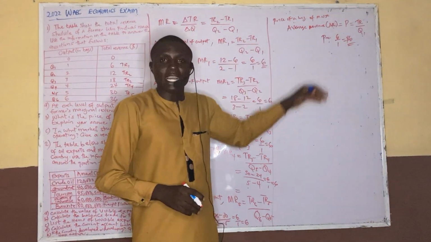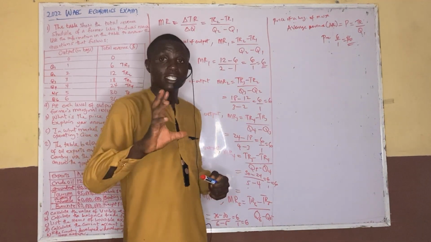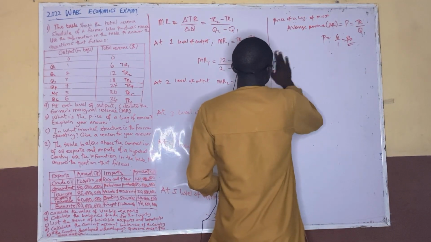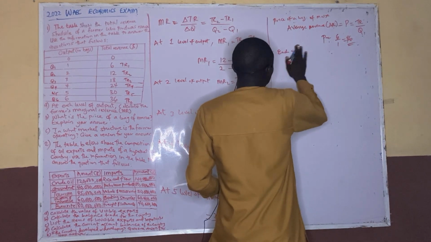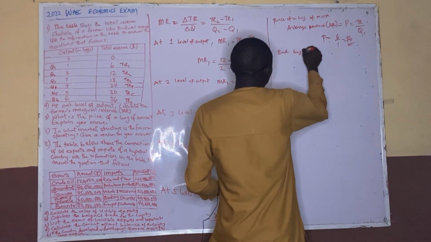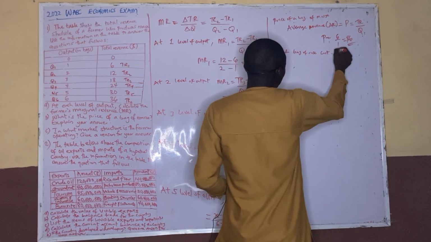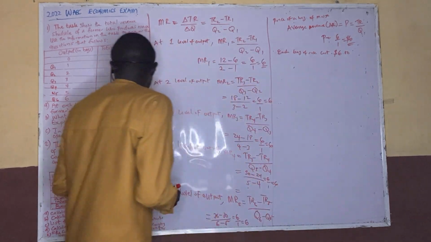So each bag of rice costs $6. Each bag of rice costs $6. That is each bag of rice.